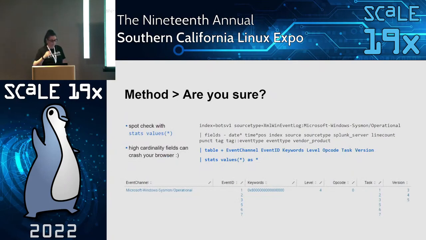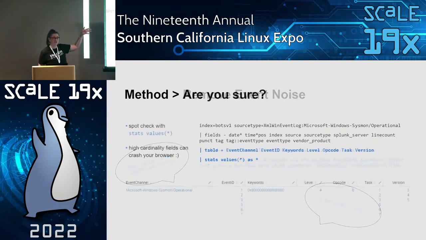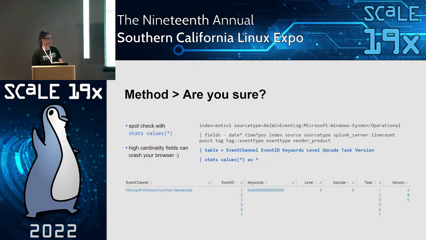And then once you've identified, so in the previous slide I had the second fields minus, right? Fields minus event channel. Am I sure they're trash? I will usually go back and double check all my work, right? So I flipped the second fields minus to table plus, which then only displays those fields. And then I ran a quick stats values star, and that gives me a quick visualization of all of the distinct values in each of those.